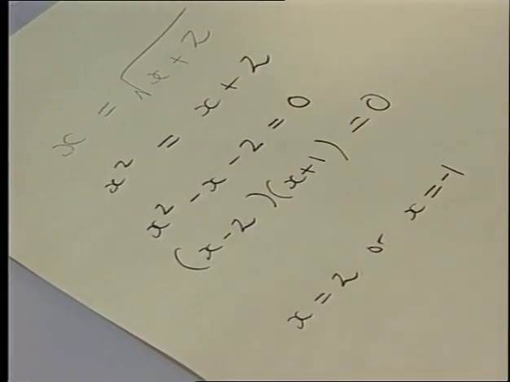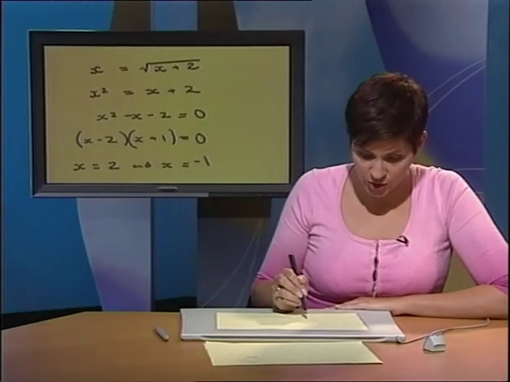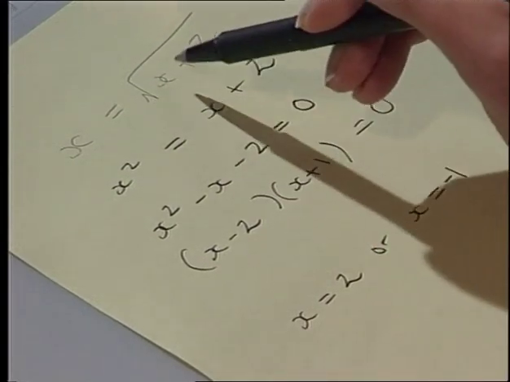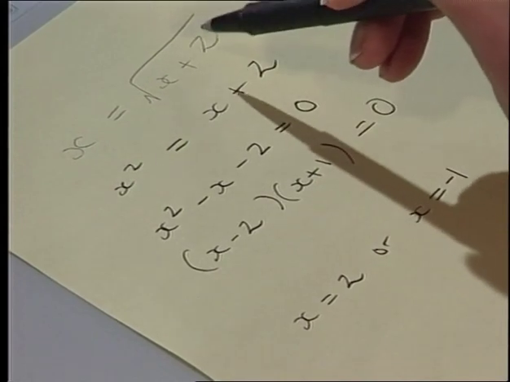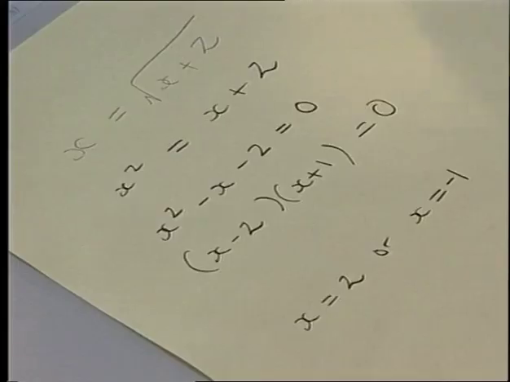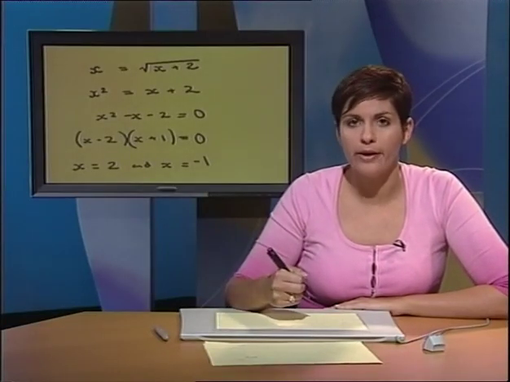So that's correct. But when I substitute x equals minus 1 back into the equation, that gives me minus 1 is equal to the square root of minus 1 plus 2, which is the square root of plus 1, which is 1. Minus 1 is equal to plus 1. So there's something funny going on there. The solution x equals minus 1 doesn't work. You have to be careful when there are square roots around, and I'm going to hand over to Alan to explain some basics. Thanks, Sally Ann.